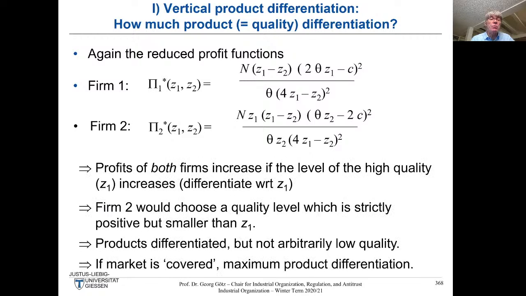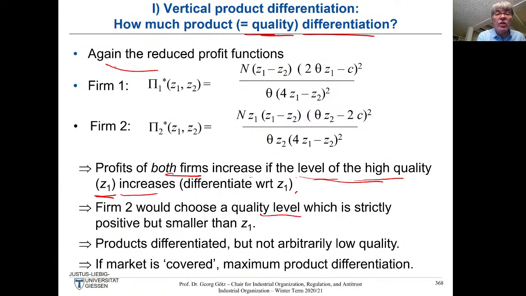Now, how much product quality or product differentiation, that's what you have here with the same reduced profit functions. What you can see, and that's what I already started to explain above, is that the profits of both firms increase if the level of high quality increases. So just differentiate with respect to Z1. Also the low quality gains from a higher quality of the high quality because products are more differentiated.